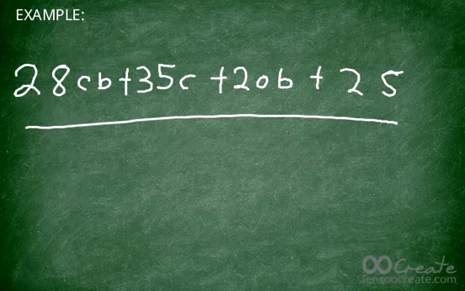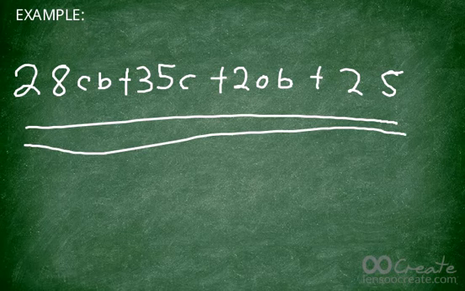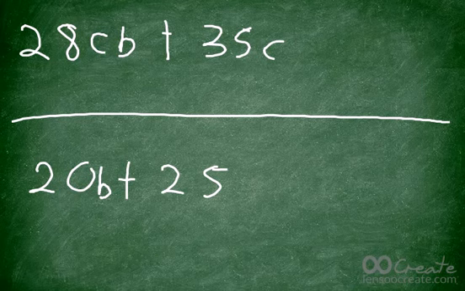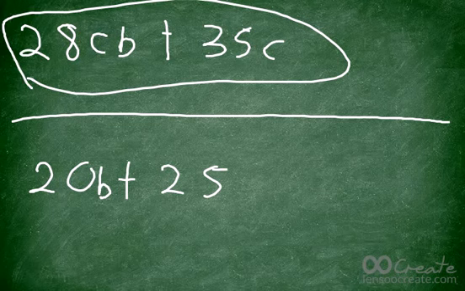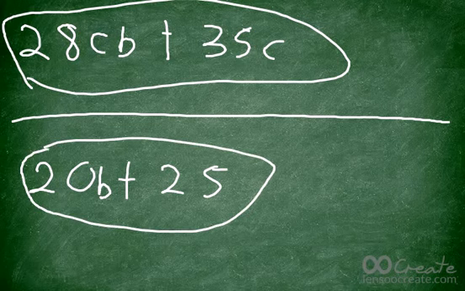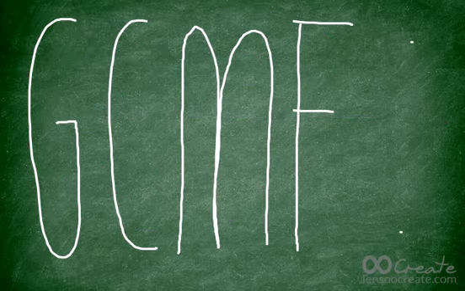Example: 28xy plus 35x plus 20y plus 25, and this is our problem. First, group the three terms into two, and this is what I got. And third, get their GCF.